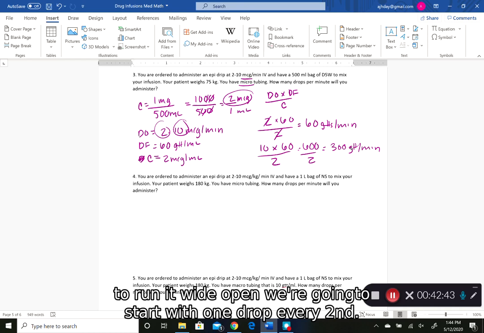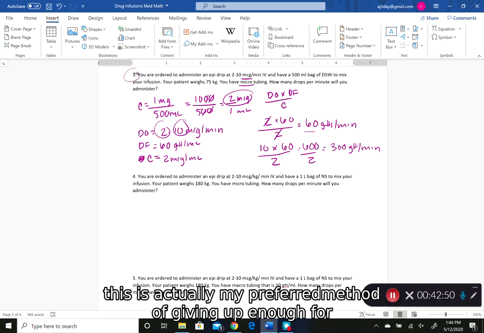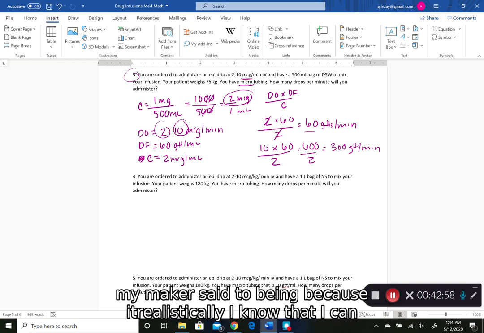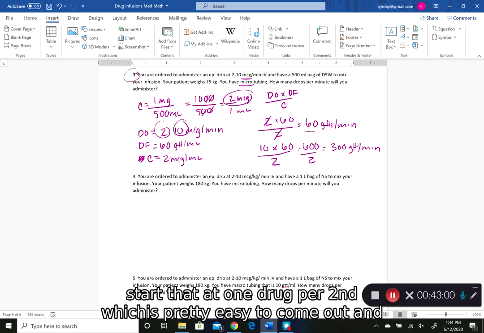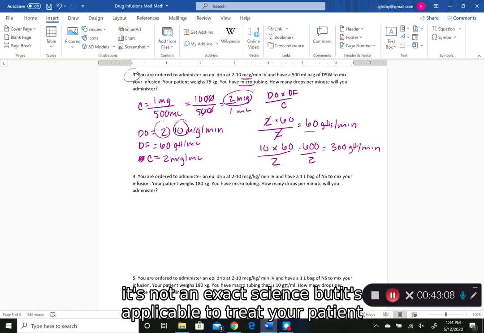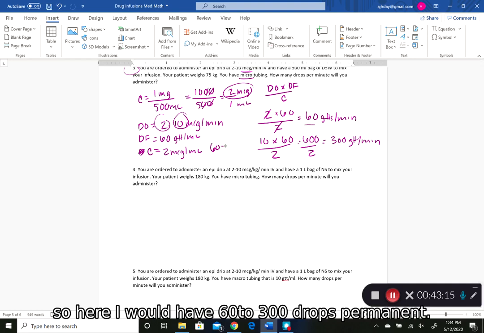We're going to start with 1 drop every second, and then we could titrate that up to pretty much wide open. So this is actually my preferred method of giving epinephrine infusions. If I have a 500 ml bag, I like using the 500 in my microset tubing because realistically, I know that I can start that at 1 drop per second, which is pretty easy to count out. And then I could titrate that up to wide open if I needed to get my desired effect. So it's not an exact science, but it's applicable to treat your patient. So here I'm going to have 60 to 300 drops per minute.